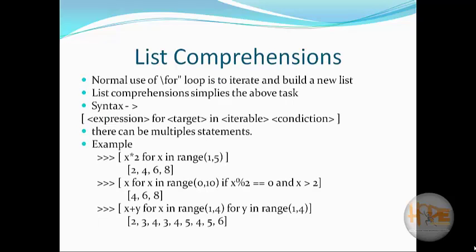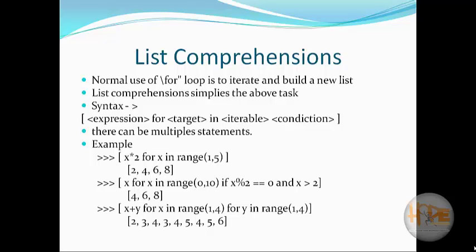Now we see the list comprehensions. Normal use of for loop is to iterate and build a new list. List comprehensions simplify the above task. Syntax: expression for target in iterable condition. There can be multiple statements, like example x into 2 for variable x in range 1 to 5. So it is 2, 4, 6 and 8.